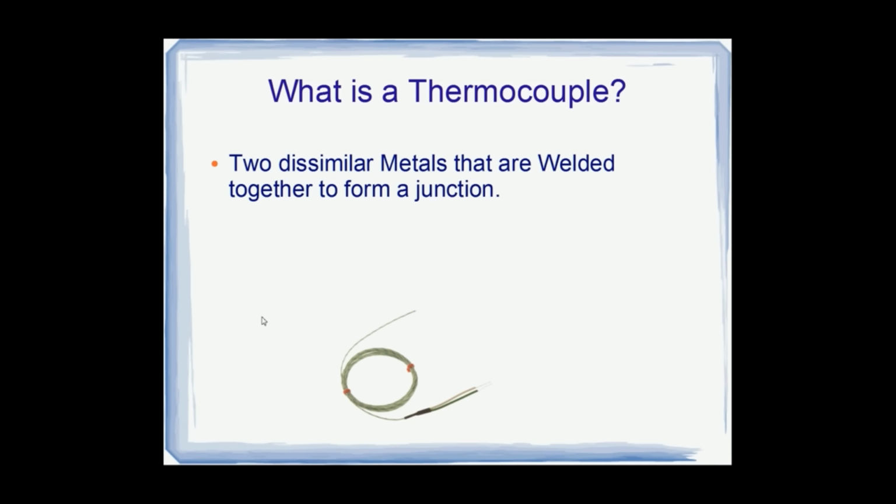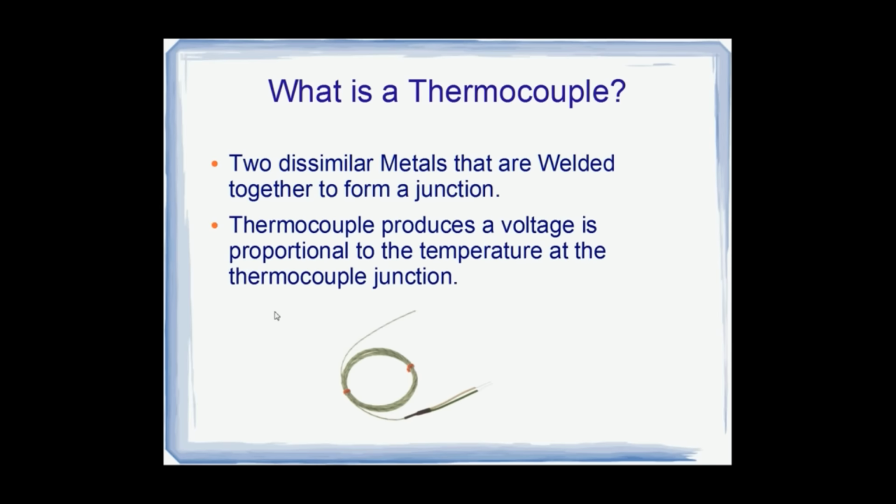What is a thermocouple? A thermocouple is two dissimilar metal wires that are welded together to create a junction. This junction of two dissimilar metals, which are conductors, produces a voltage which is proportional to the temperature to which the junction is exposed. Again, a thermocouple produces a voltage that is proportional to the temperature at the thermocouple junction.